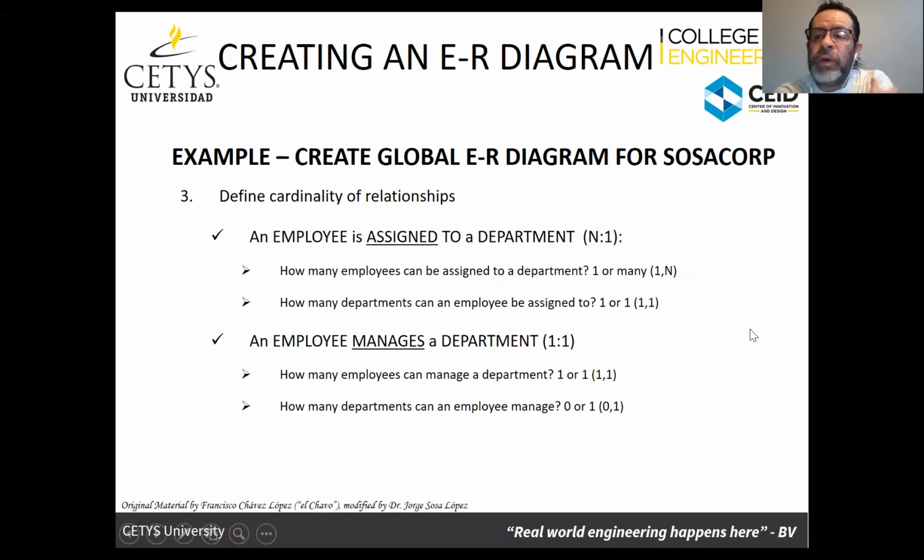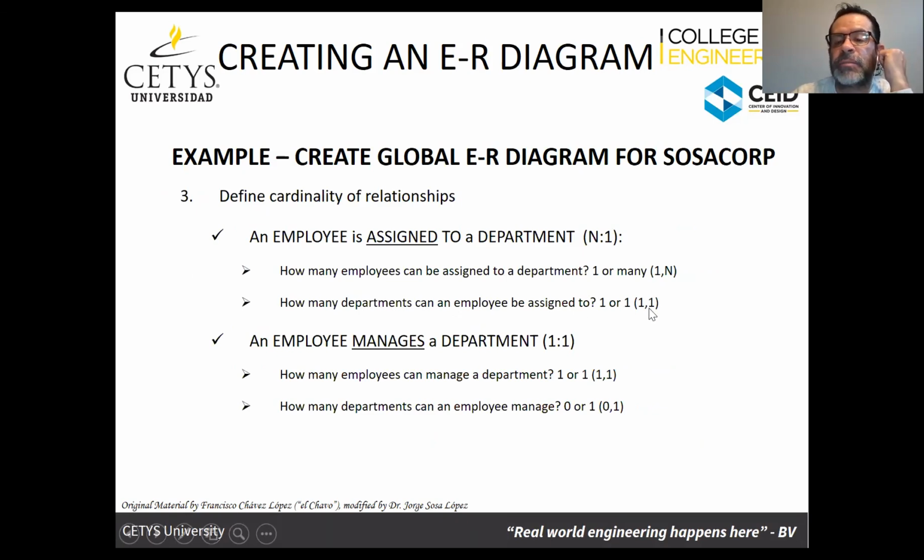And so now, how could we identify the cardinality? Here are some examples of how to identify cardinality. We ask some questions. How many employees can be assigned to a department? One or many, so the minimum and the maximum. How many departments can an employee be assigned to? One or one, minimum and maximum.